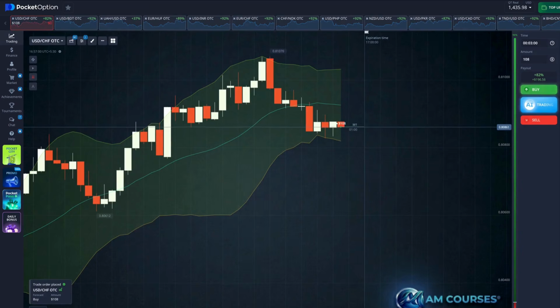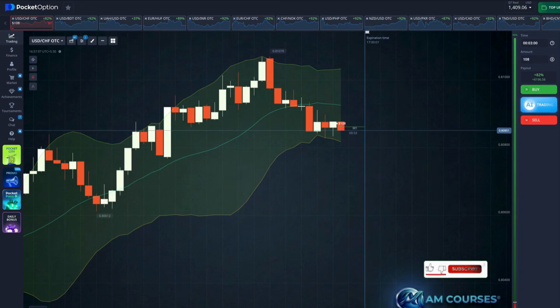Stay with me. All right, now look at this setup. Price has been moving up. You can see the Bollinger Bands are expanding upward, and the candles have been climbing nicely, but then price starts to pull back down.